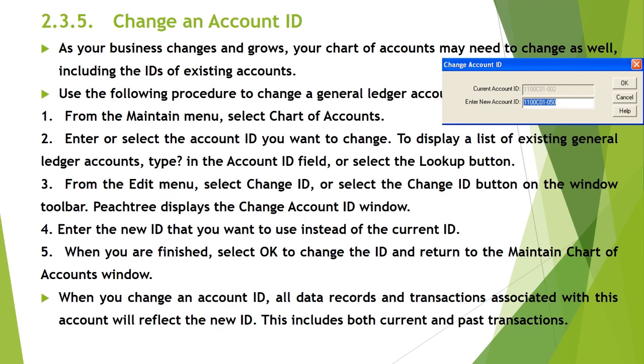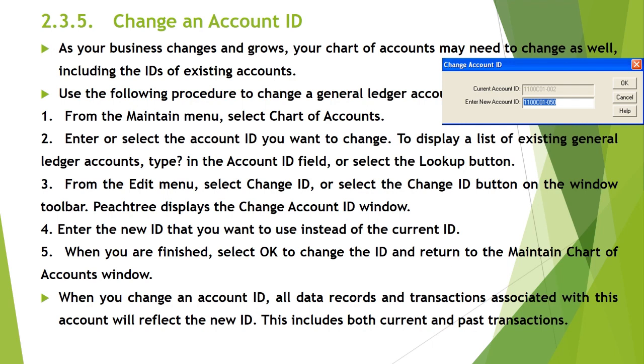1. From the Maintain menu, select Chart of Accounts. Peachtree displays the Maintain Chart of Accounts window. 2. Enter or select the account ID you want to remove. To display a list of existing accounts, type in the G/L account ID field, or select the Lookup button. 3. Select the Delete Toolbar button to remove the account.